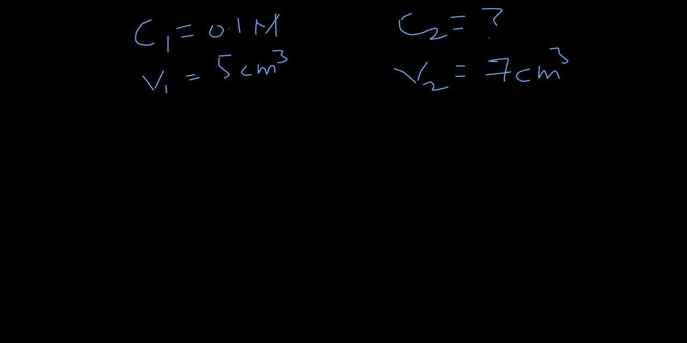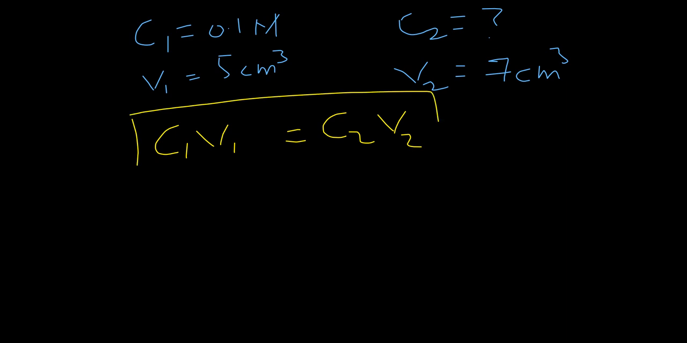And we know that from the formula we've learned earlier on, C1 V1 will be equal to C2 V2. This formula you should know, where C1 is the initial concentration, V1 is the initial volume, C2 is the final concentration, V2 final volume. So what are we looking for? We're looking for C2.